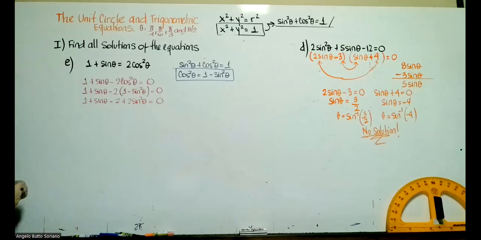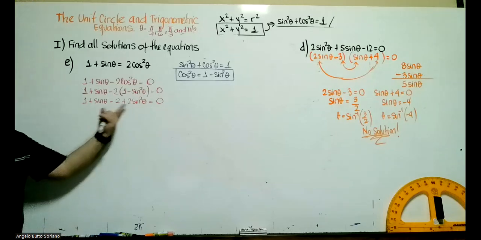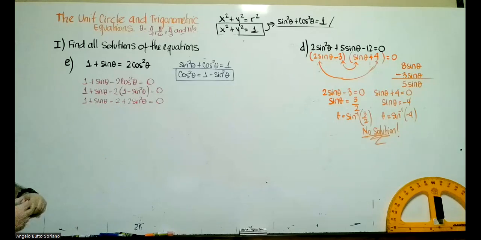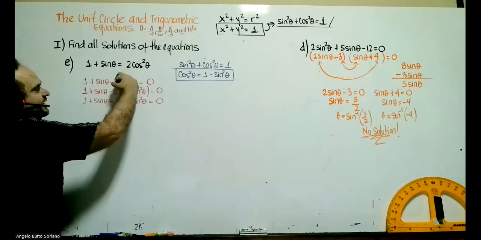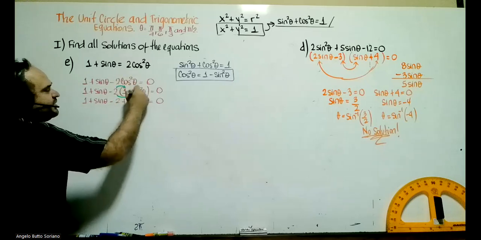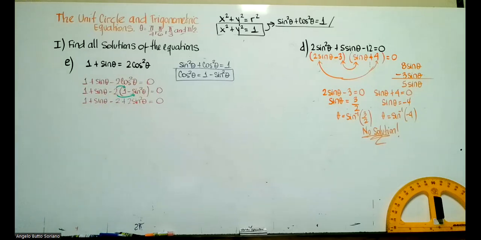Yeah, probably Marcela is asking, Mister, how do you get those values? Okay, it's simple. The only thing we did was apply the distributive property, I mean negative 2 multiplied by 1 and negative 2 multiplied by negative sine squared theta.